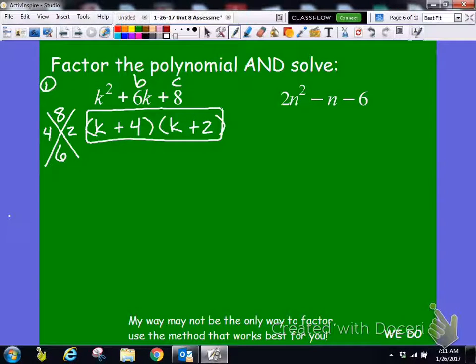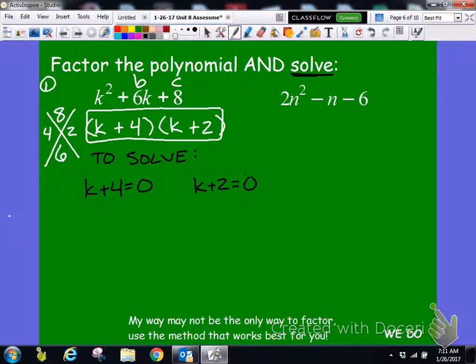But since this problem says factor and solve, I have to take it a step further. To solve, I have to take each factor, k plus 4 and k plus 2, and set both of them equal to 0.